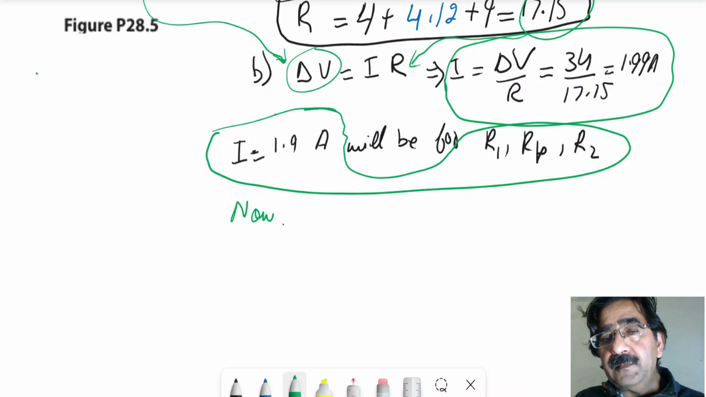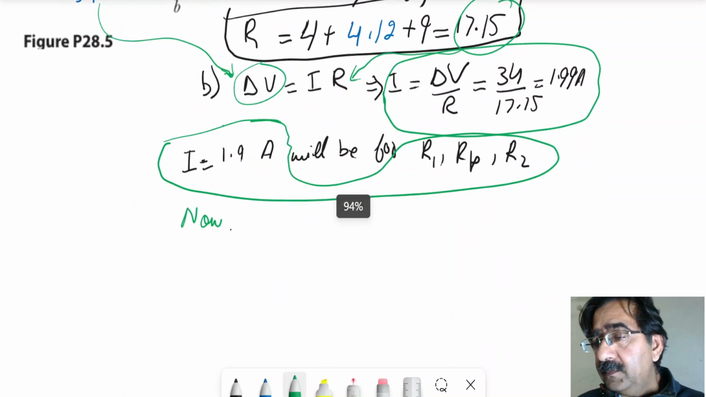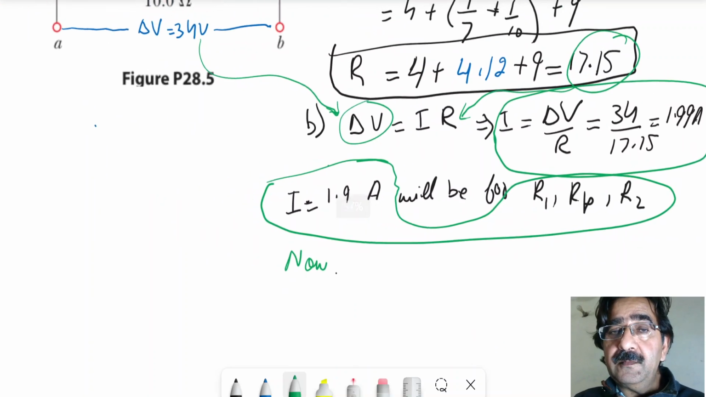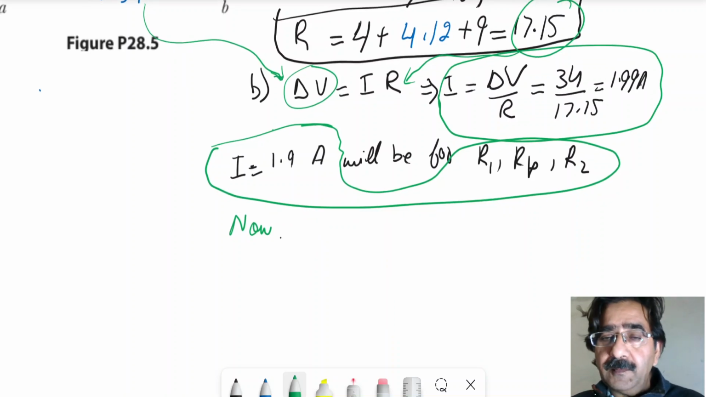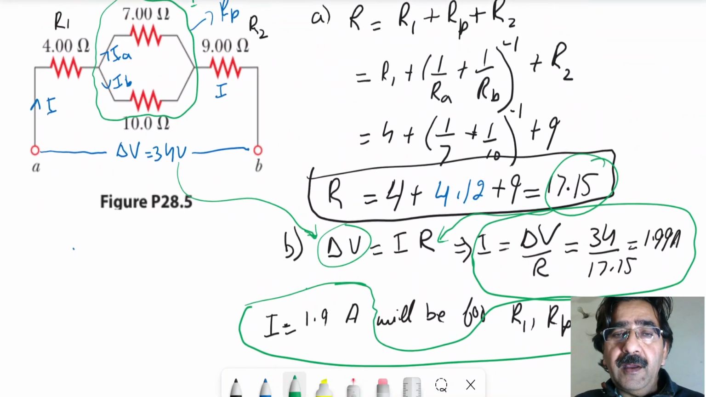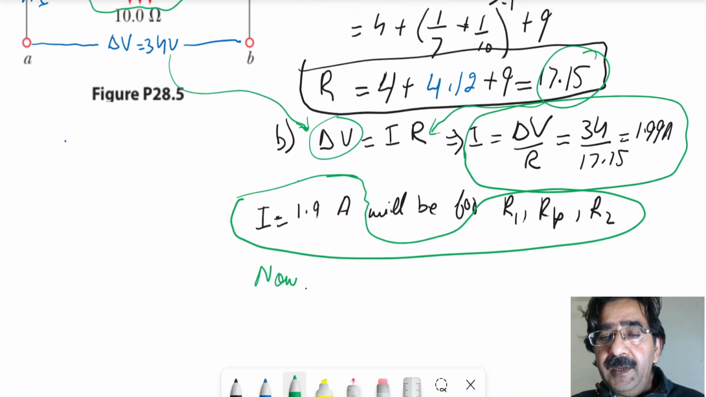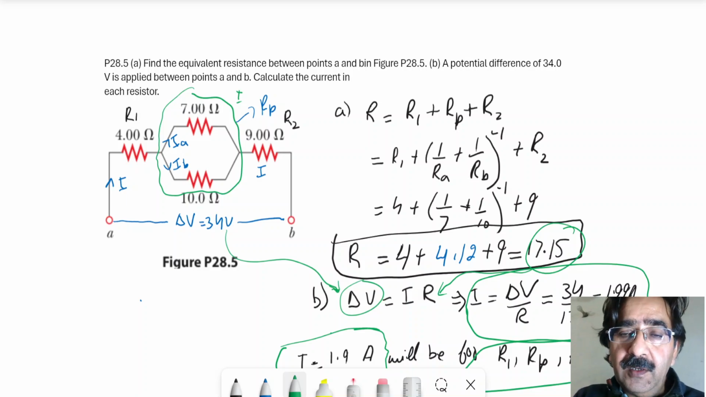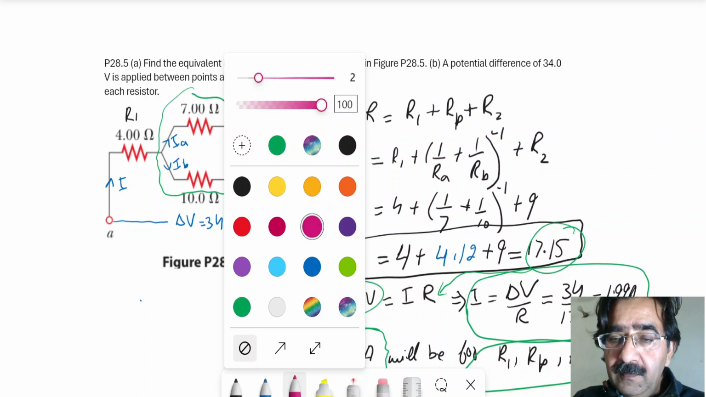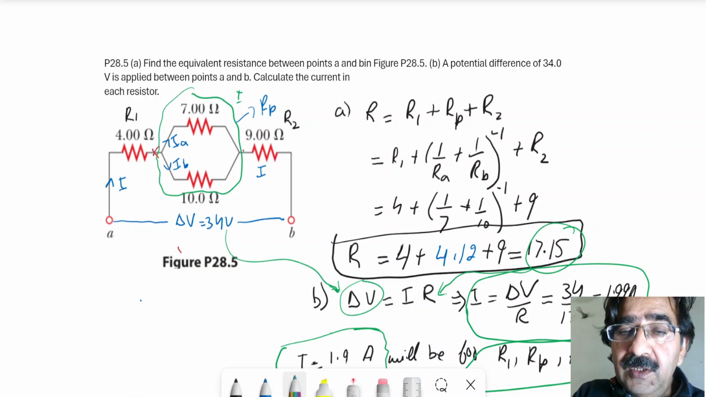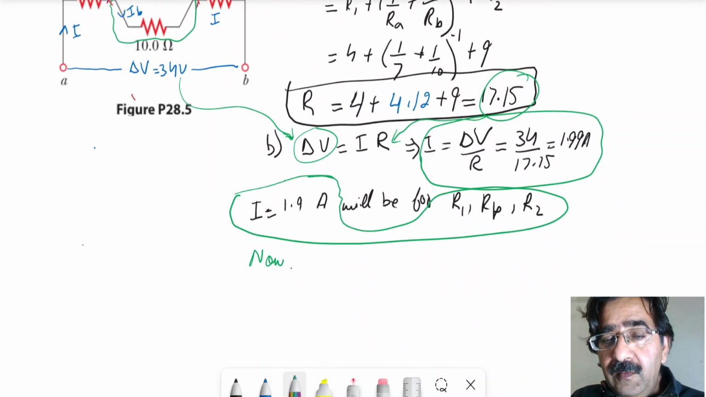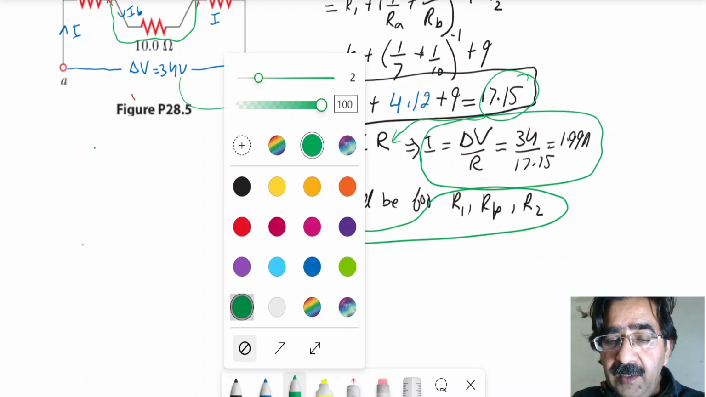Now we have to calculate I for RA and RB. So how do we find I for RA and RB? We know that firstly we have to find the delta V around these 2 points. We do not have too many choices to select. Okay.